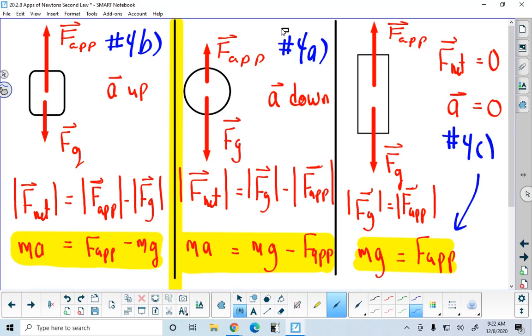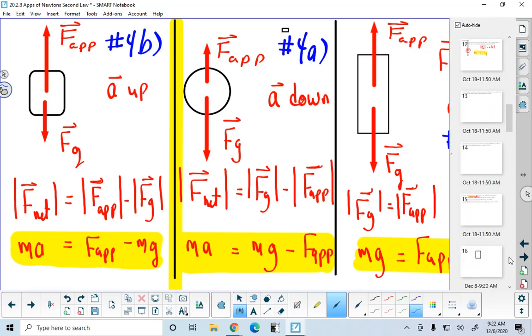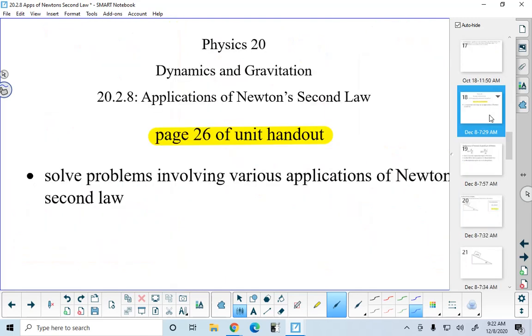All right, then we're going to move on now, and we are going to be looking at a continued application of Newton's second law of motion. So this next lesson is on page 26 of your unit handout, and it's called Applications of Newton's second law of motion, and the objective is to solve problems involving various applications of Newton's second law of motion. So we're going to dive right into the examples.